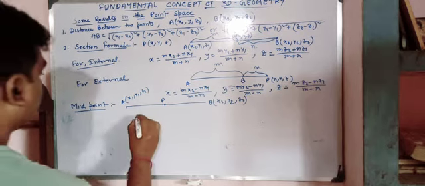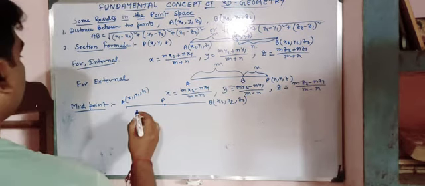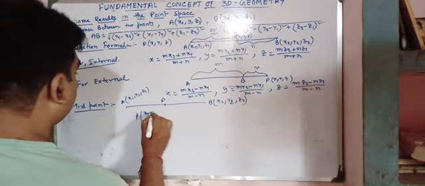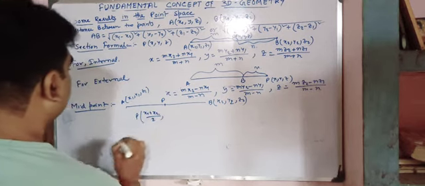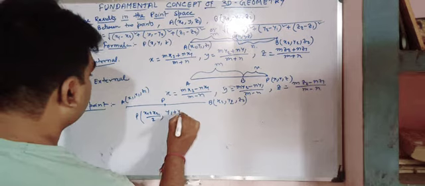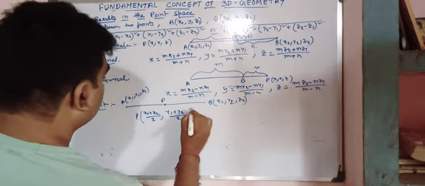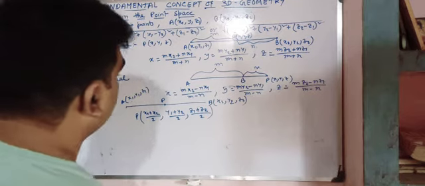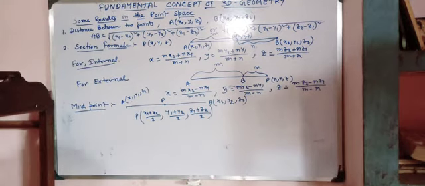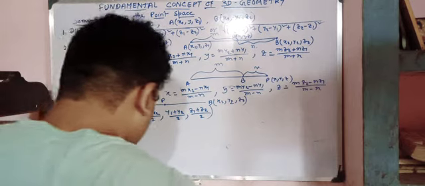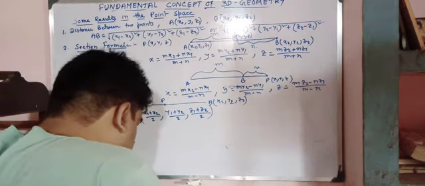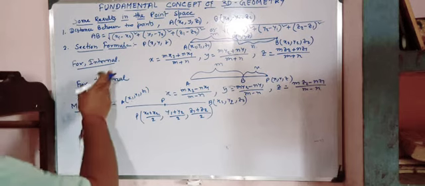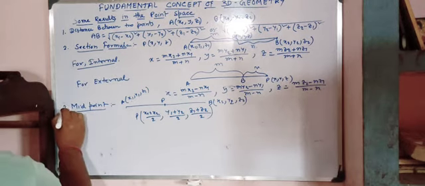The coordinate of P should be: we add x1 plus x2 and divide that by 2. So (x1 plus x2) by 2, (y1 plus y2) by 2, (z1 plus z2) by 2. So this is the coordinate of the midpoint. Understood that? So this was the section formula, and this is the midpoint formula.